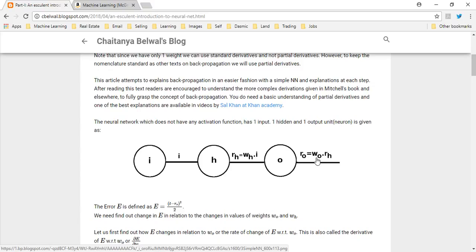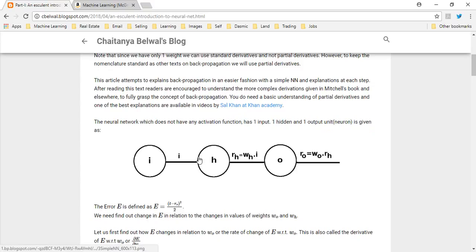By the way, we're going to use a lot of calculus here, mainly partial differential equations. So if you need some understanding of that, I highly recommend these videos from Sal Khan at Khan Academy. These are some of the best videos on linear algebra, calculus, and a lot of basic mathematical concepts.